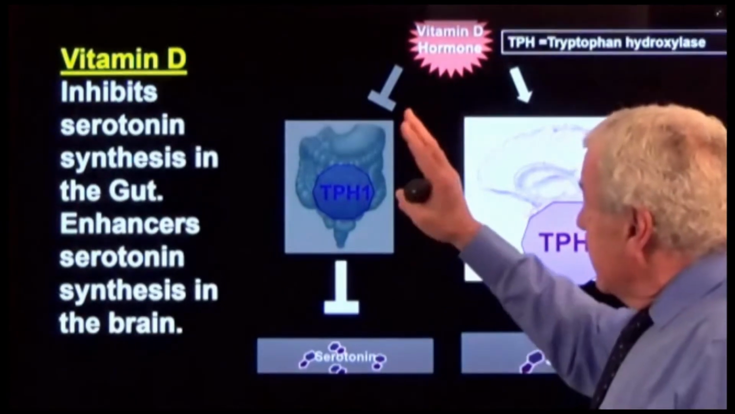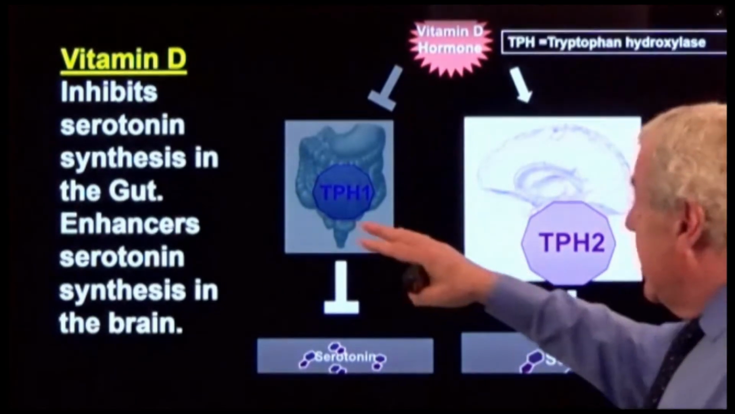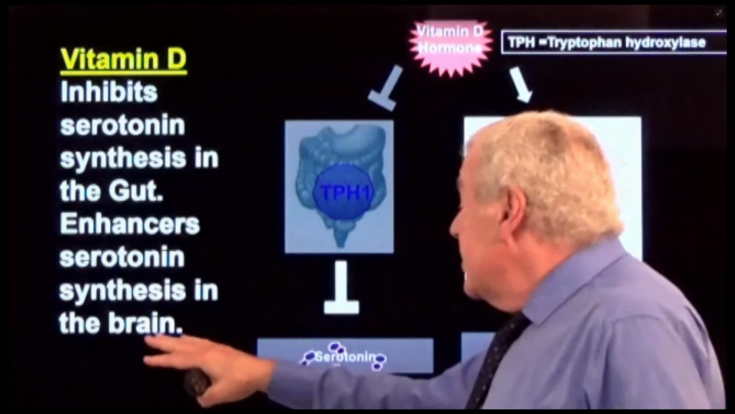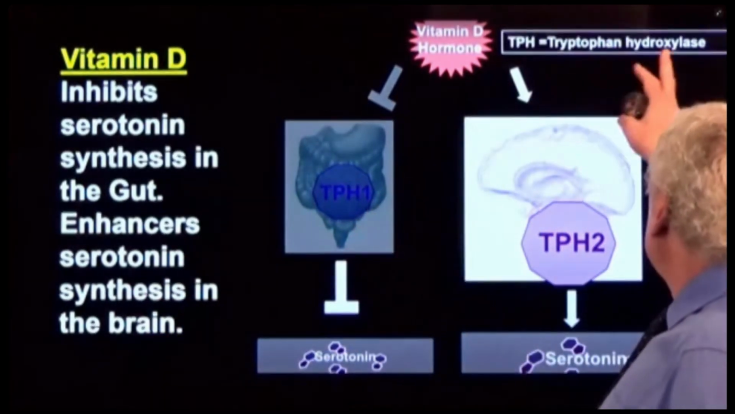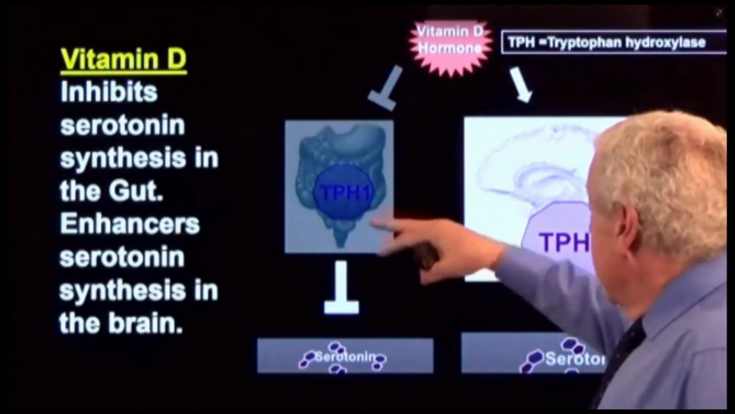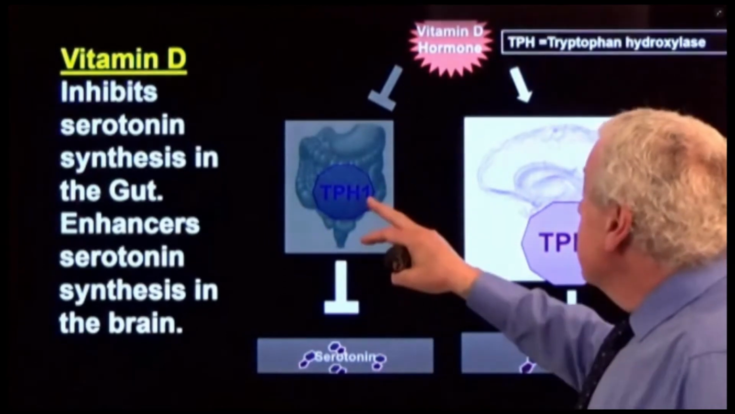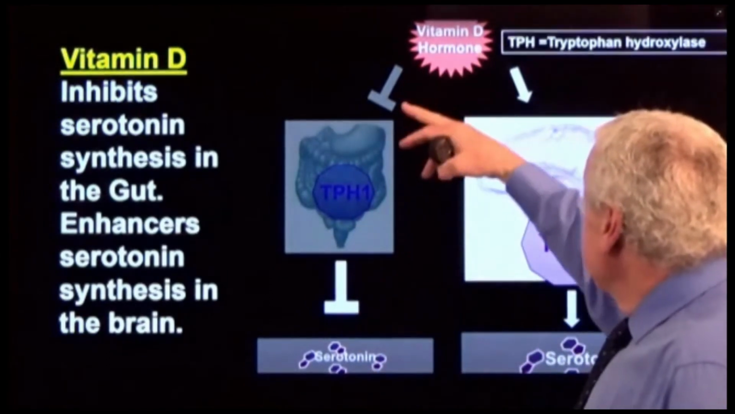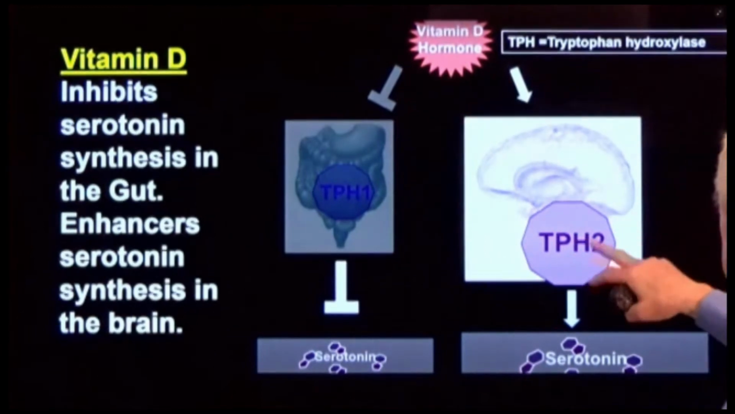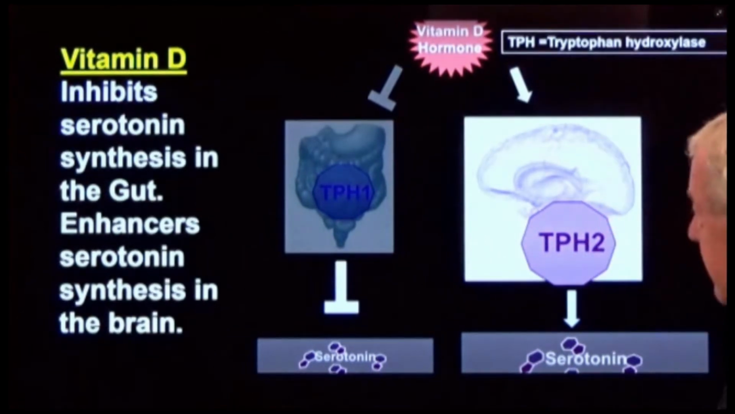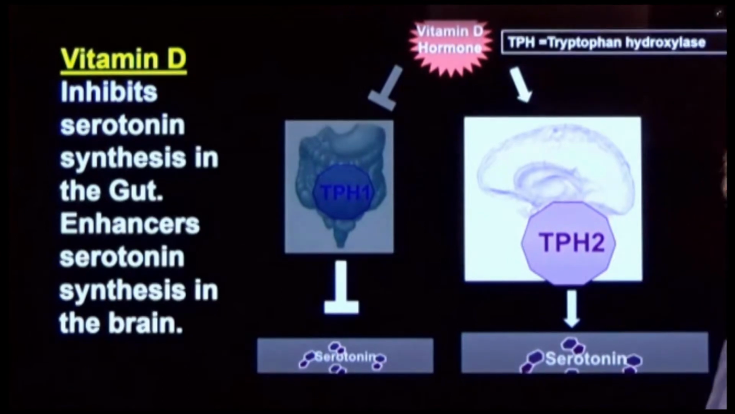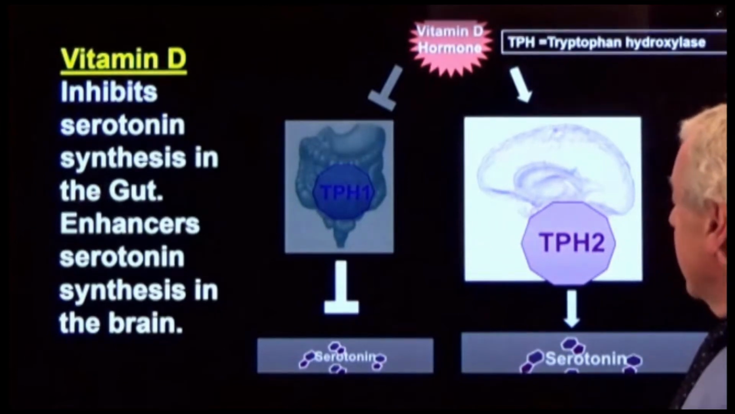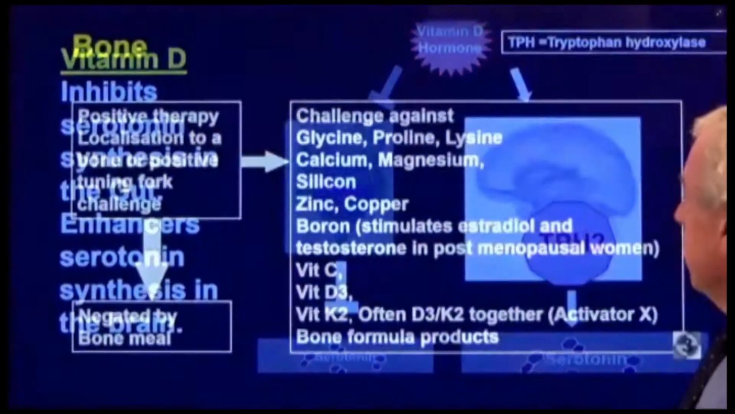An interesting fact here is that vitamin D inhibits serotonin synthesis in the gut. It enhances serotonin synthesis in the brain. So we see that the tryptophan hydroxylase that converts tryptophan into 5-hydroxytryptophan has two forms, tryptophan hydroxylase 1 and 2. The one in the gut is actually inhibited by vitamin D, and tryptophan hydroxylase 2 in the brain is stimulated by vitamin D. So now we can see why a lot of people feel much better mood-wise when they take vitamin D, especially in times of low sunshine levels and low violet wavelengths in the air.